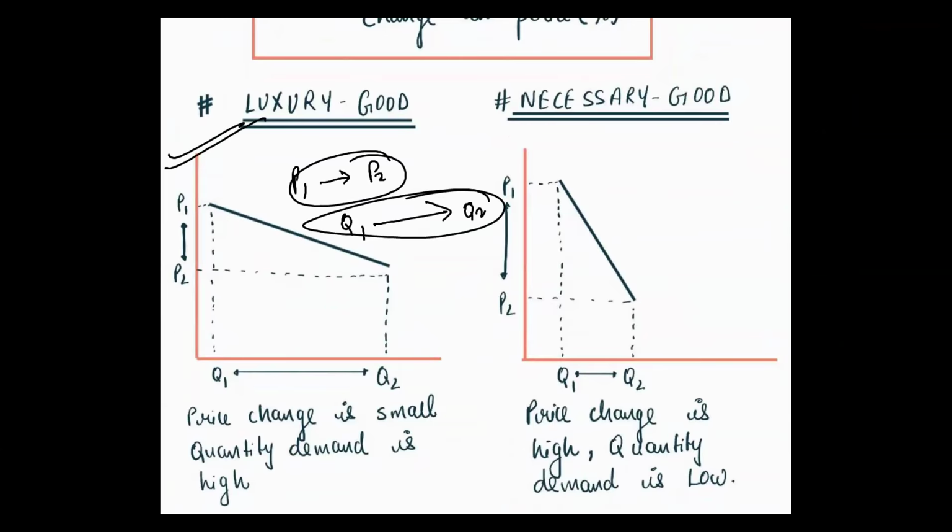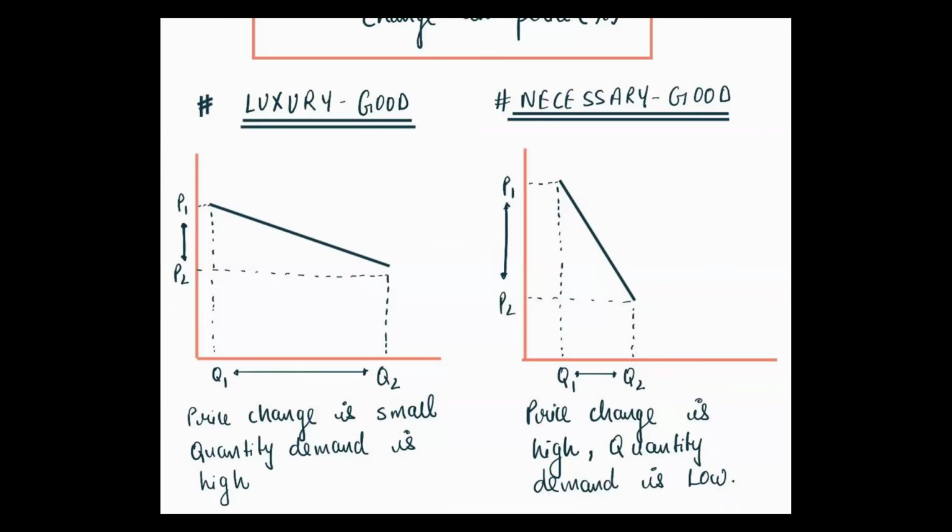In necessary goods we saw the life saving drugs example. Even if the price changes drastically, quantity demanded will not change that much, right? So in luxury goods we have seen the graph will be flatter, and in necessary goods, on the basis of slope I am talking about, the graph will be steeper.